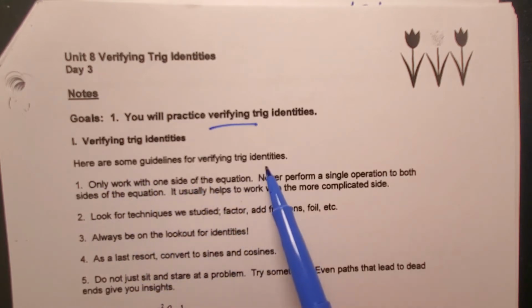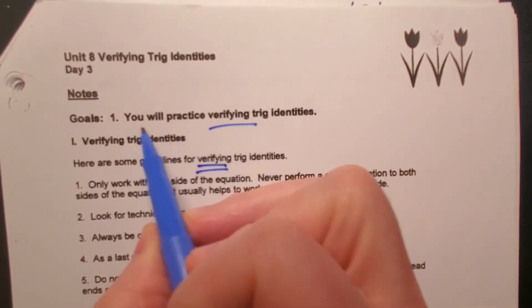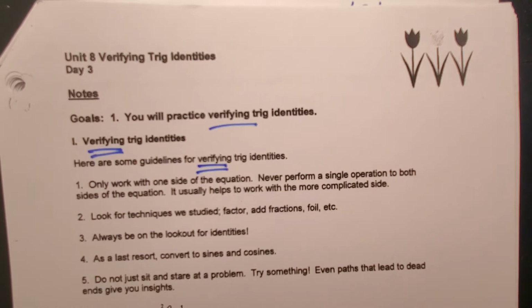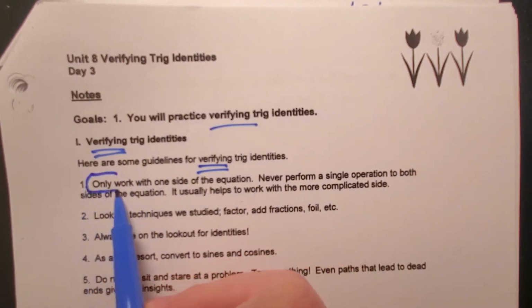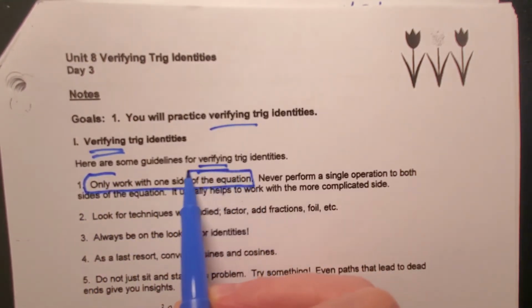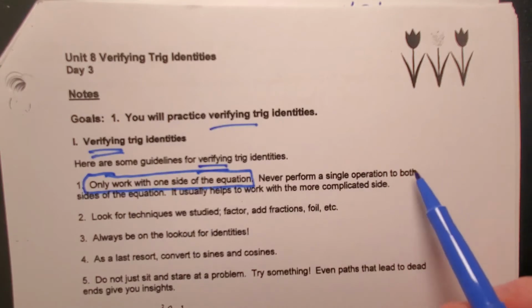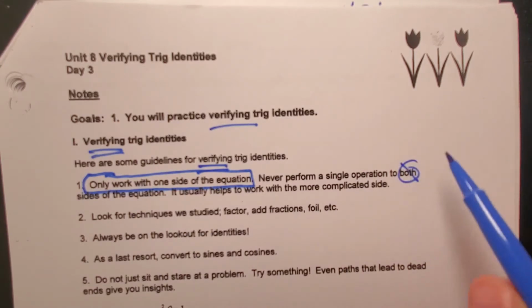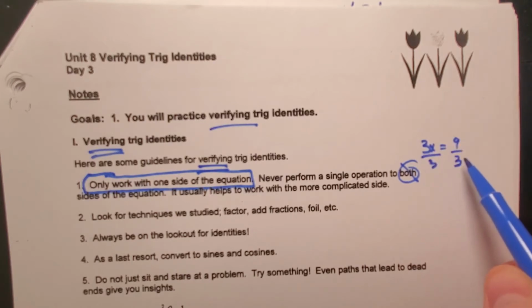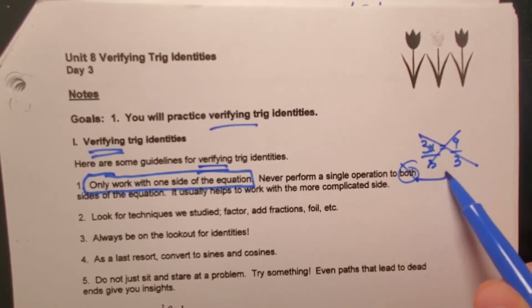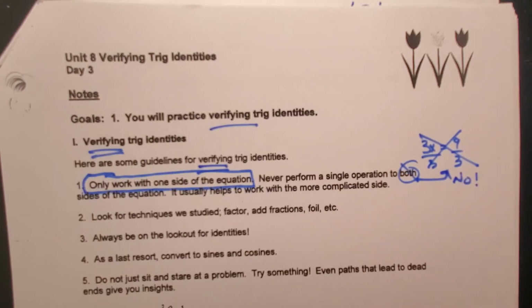Here are some guidelines of verifying. Anytime you see the word verifying, that's what we're doing here. You take what you learned in 8.1 and 8.2, and then you use that to do the verifying. Only work with one side of the equation. Box it, circle it, whatever it takes. That's going to be highly, highly important for us. Never perform a single operation to both sides. So if you have 3x is equal to 9 and you say, all right, divide by 3 on both sides, in algebra, you do that, but not here.